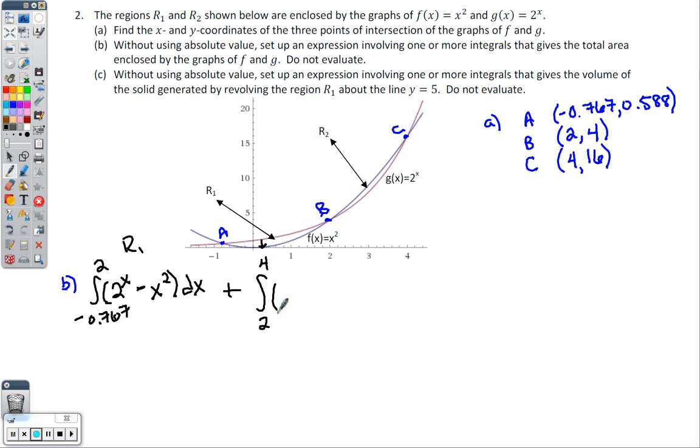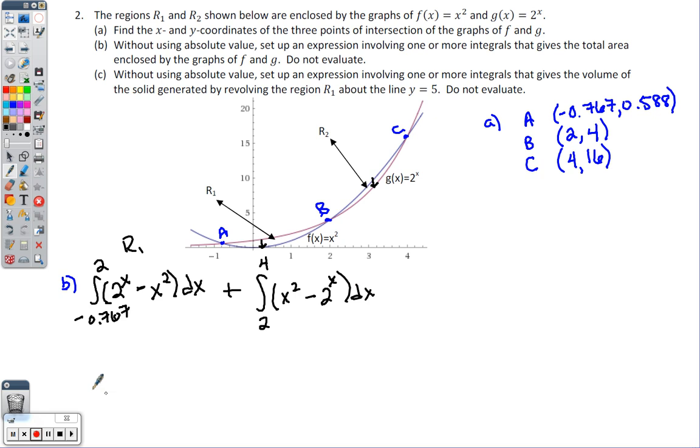And that's going to be the blue function, which is x squared, minus the purple function, which is 2 to the x, dx. And that's it.